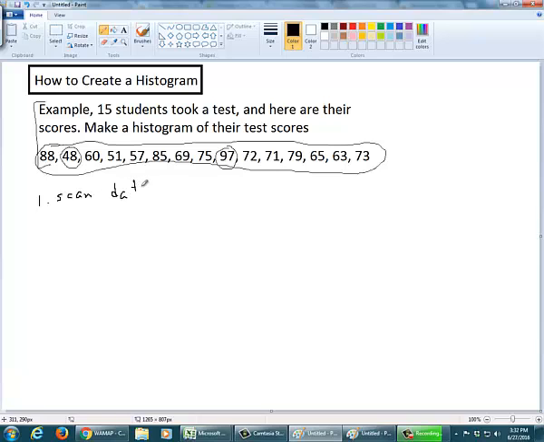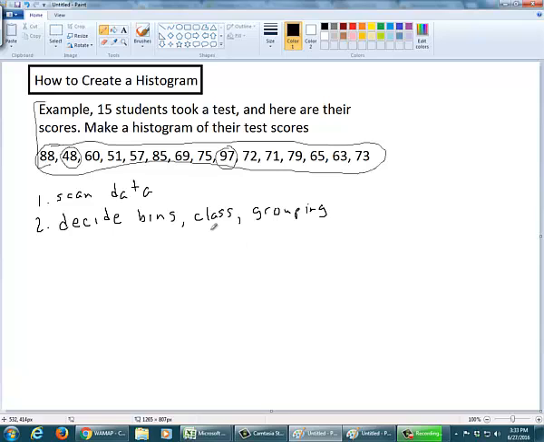Okay, and then step 2 is you have to decide what the bins are going to be. In some books they call them bins. In other books they call them classes. Groupings would be another name for this. So just decide how we're going to organize our data.